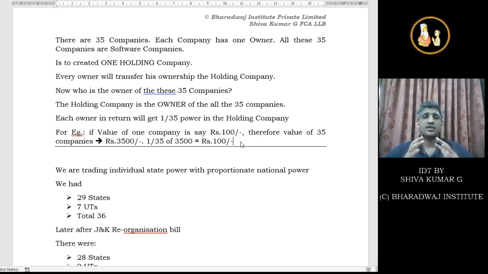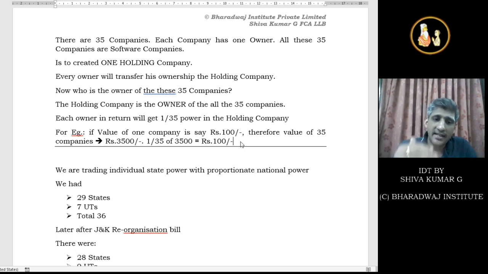The holding company value is now 35 into 100, 3,500. Every owner who used to own 100% of one company will now own 1/35 of 3,500, which is again 100 rupees. So he doesn't lose in value, but now instead of controlling only his company, he is controlling all the 35 companies by way of his decision making.